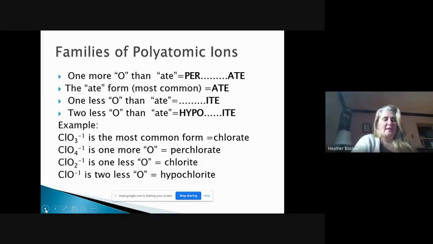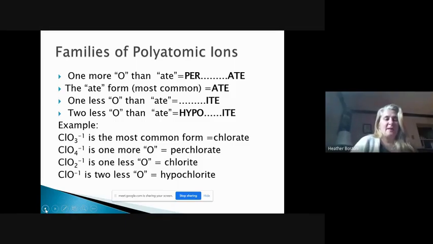Let's find chlorine again, since it's a super common polyatomic ion. Chlorine is an outie, so his ATE version has 3 oxygens. So ClO3 with a charge of -1 is called chlorate. One more would be perchlorate, so that's ClO4 -1. One less is chlorite, so that's ClO2 -1. 2 less is hypochlorite, ClO with a -1 charge. So there's a pattern to all of these polyatomic ions.